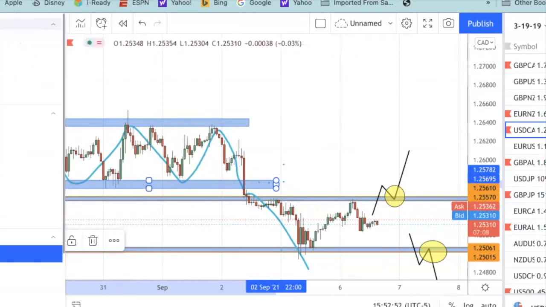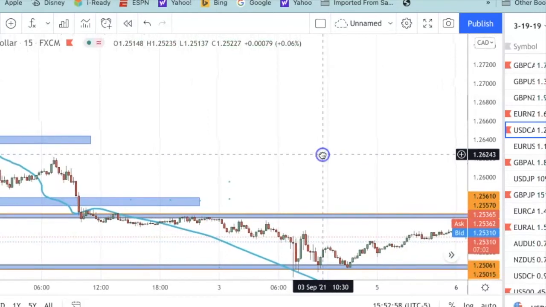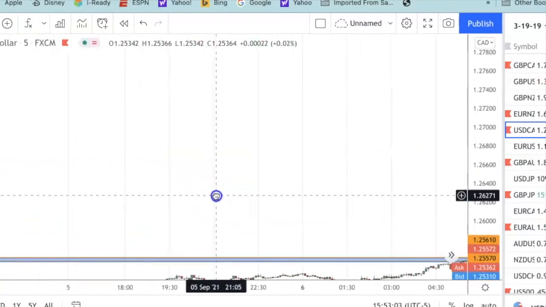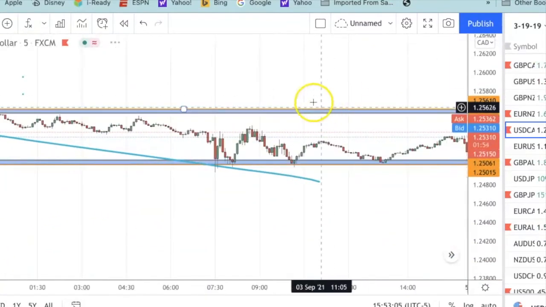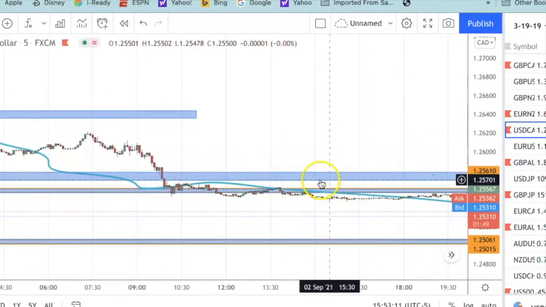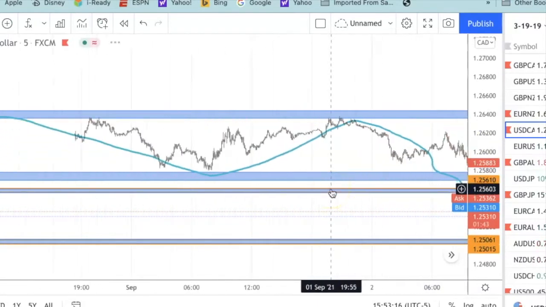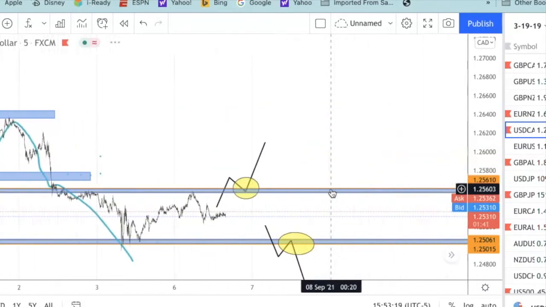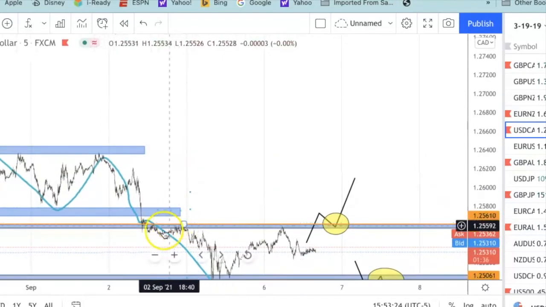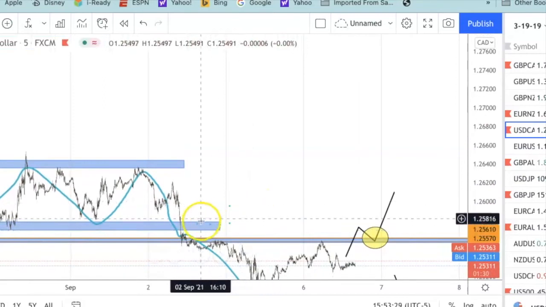But let's go look at the 15-minute chart. Almost retested it. It almost touched it. I'll go to the 5-minute chart. Let's see if it did. Okay, there we go. I can zoom, make that bigger. So even on the 5-minute, it didn't touch it.